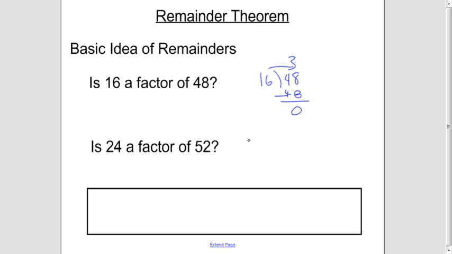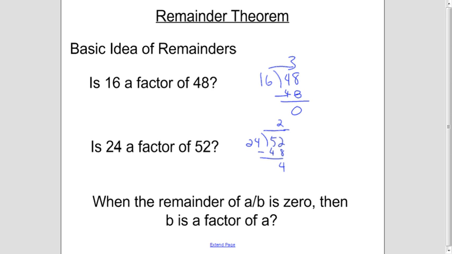Well, is 24 a factor of 52? It's not. Well, you could sit there and say, well, it doesn't go into 52 evenly, but more specifically, when you do the long division of it, you do get a remainder. So what does that mean? It means pretty basically that when the remainder of a over b is 0, then b is a factor of a. So we're just going to apply that idea, something you've known all your life, and just realize if you get a remainder from a division, then the divisor is not a factor of the numerator, and vice versa. So let's take a look here.